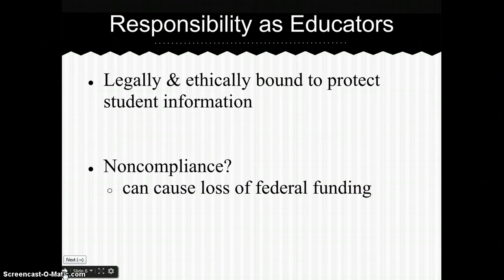What responsibility do you have as educators teaching here at USD 308? First of all, you are legally and ethically bound to protect student information. And that is a very big thing. You don't want to jeopardize somebody's career or somebody's future down the road because you made a mistake and didn't protect the student information that was so important. And if you think, it's not that big of a deal, I'm not going to comply, what would happen? Well, obviously it might hurt your career, but it also can cause loss of federal funding for the district that you are working for if you decide to not comply with the rules that FERPA has enforced.